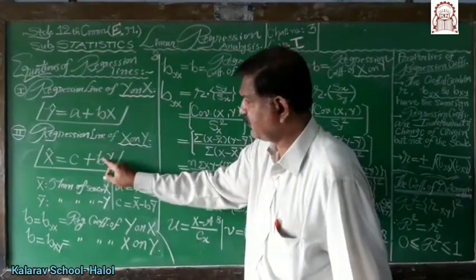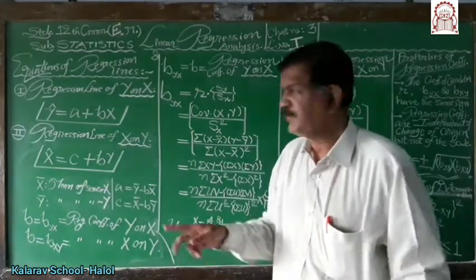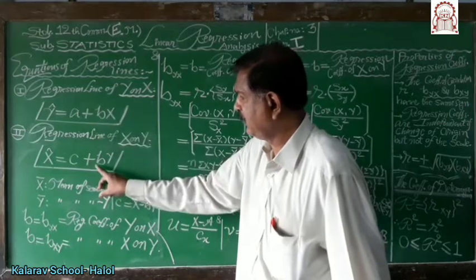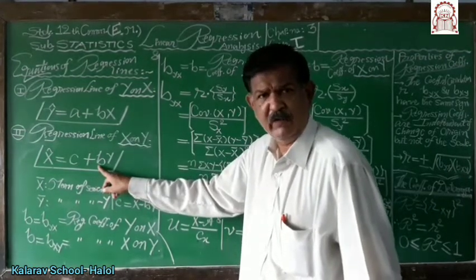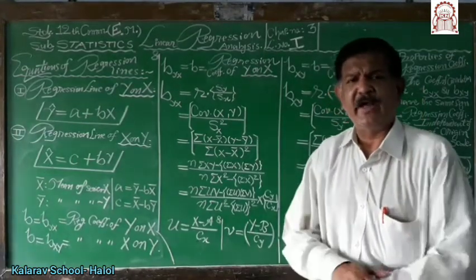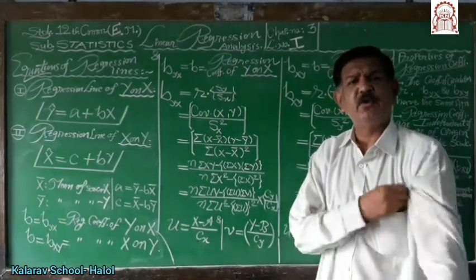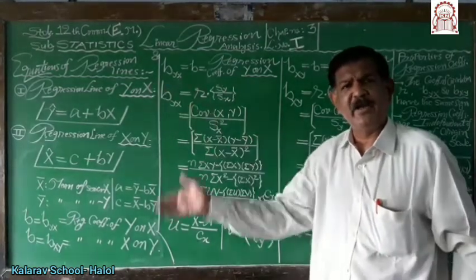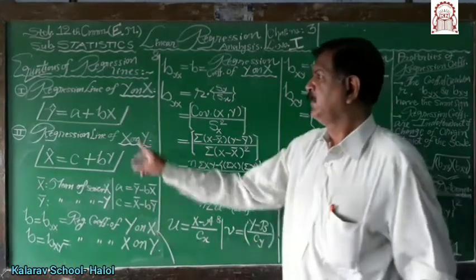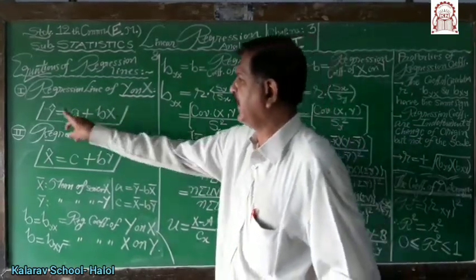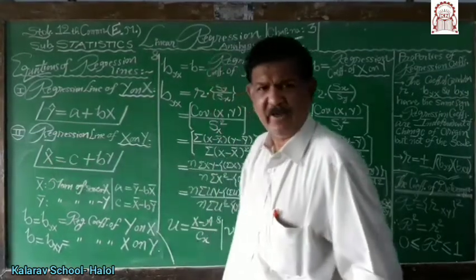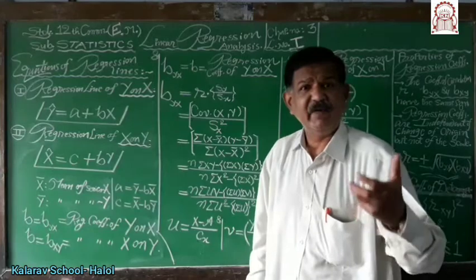This b and this b are a little different, because this b is the regression coefficient of y on x and this b is the regression coefficient of x on y. Generally there are two variables x and y, and hence there are two regression lines, y on x and x on y. Y on x means y depends upon x. If the value of x is given, we can estimate y. If the value of y is given, we can estimate the value of x. These are the standard forms.